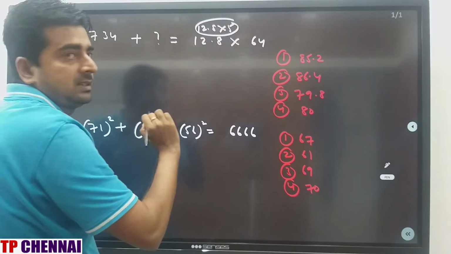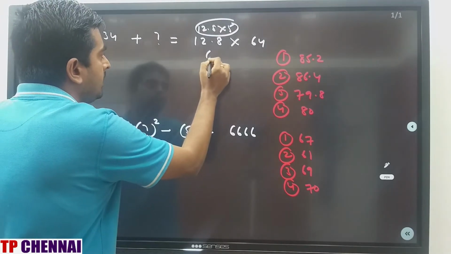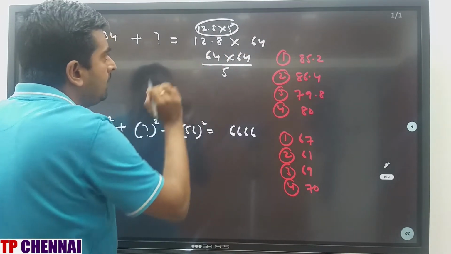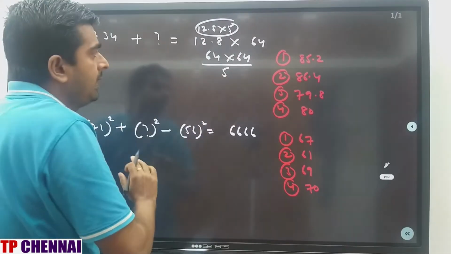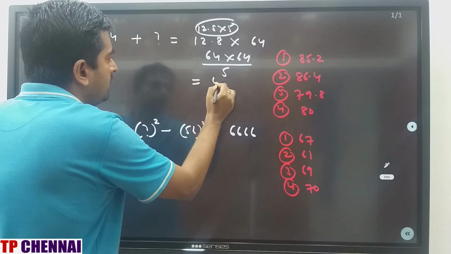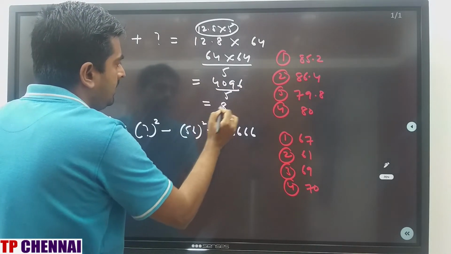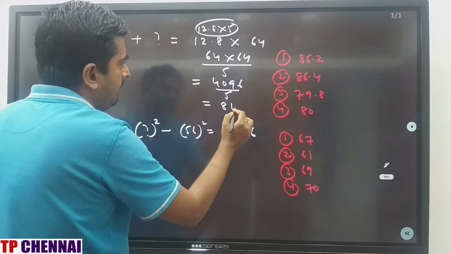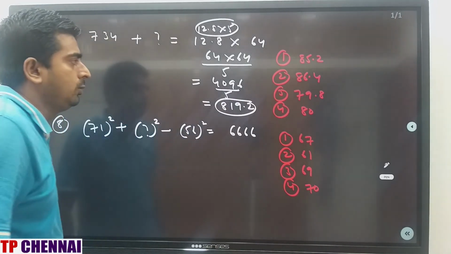12 into 5 is 60. 0.8 into 5 is 4. 60 plus 4 is 64. So we need to divide the other number by 5 also. Just as I am multiplying 12.8 by 5, I am dividing the other number by 5. Now this has become 4096. 64 squared is 4096. 5 8s are 40, and 5 1s are 5, 5 9s are 45. So 819.2 is there.